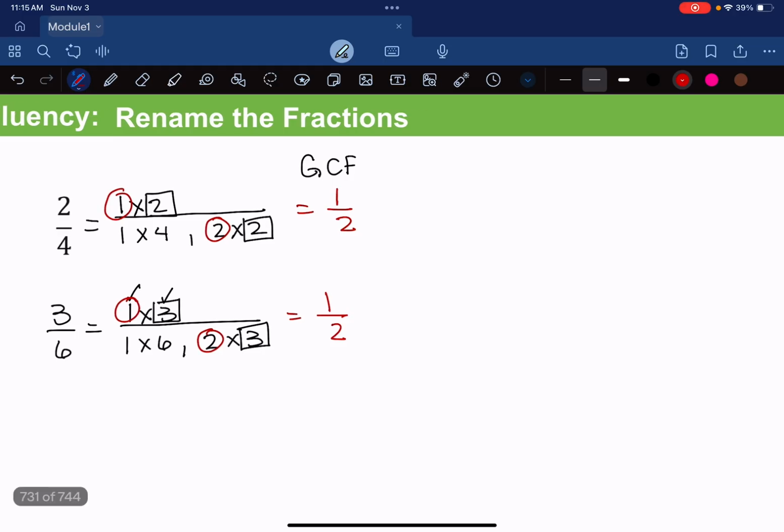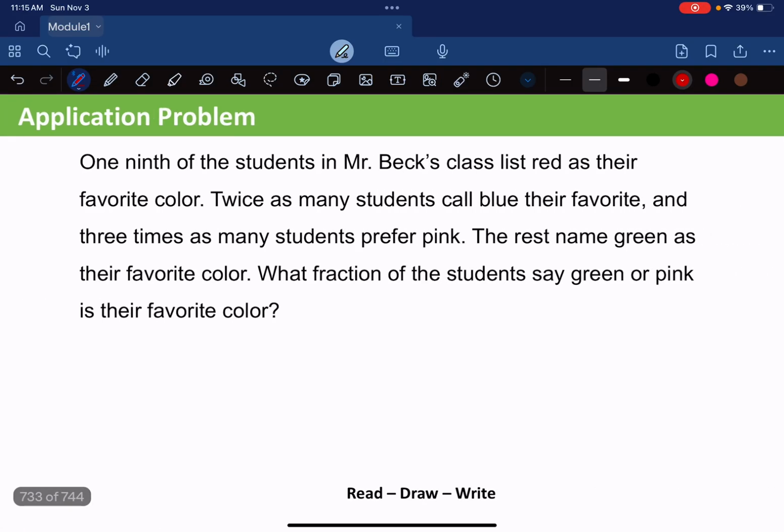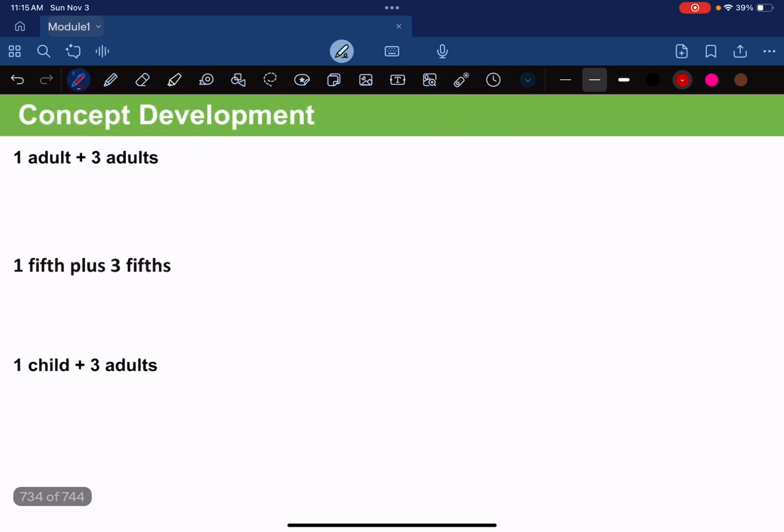All right, let's go to the next one. We are going to add fractions with unlike units using the strategy of creating equivalent fractions. I am going to skip the application problem for today, and I'm going to move on to our concept development. So let's say we have 1 adult plus 3 adults. How many adults would we say that we actually have? You should say that we have 4 adults.